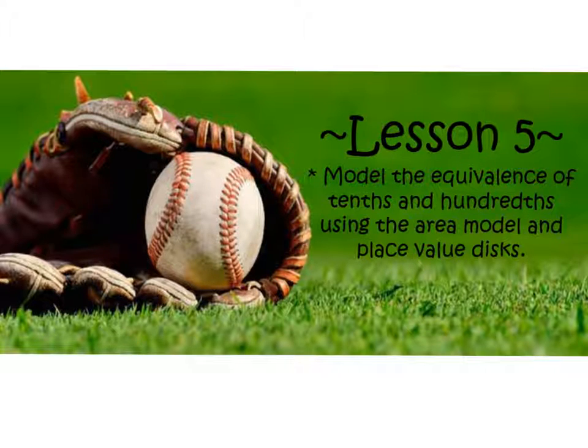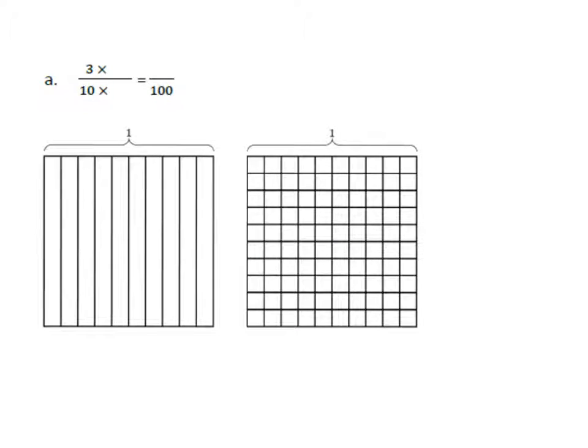Today we are going to model the equivalents of tens and hundreds using the area model and place value discs. Let's get started. Look at number 1 on your problem set. It says to find the equivalent fraction using multiplication or division. Sound familiar? We did this in our last module. Wasn't that fun? We get to do it again. Hooray! Then we need to shade the area models to show the equivalency. Record as a decimal. Let's look at our letter A.